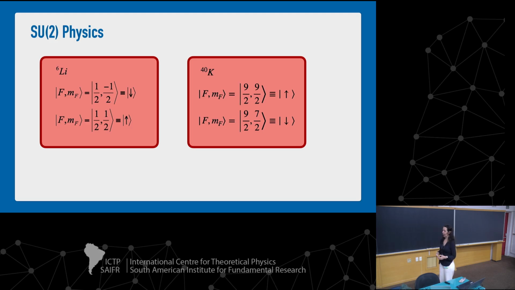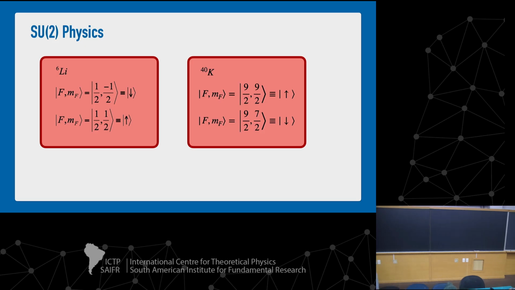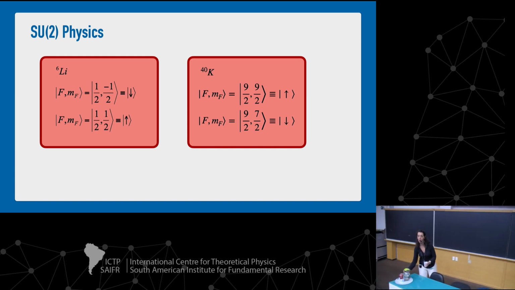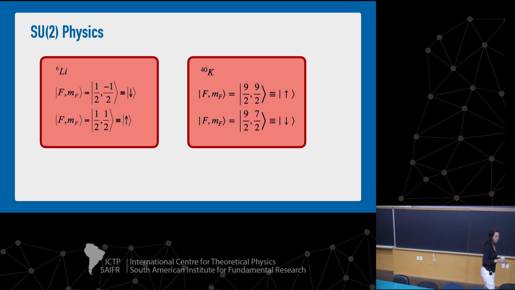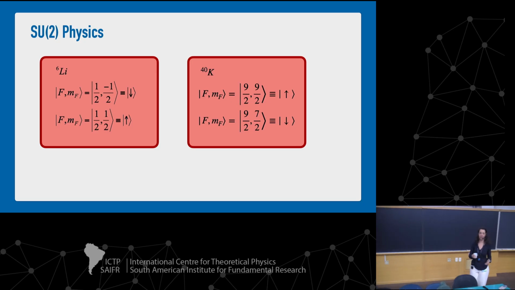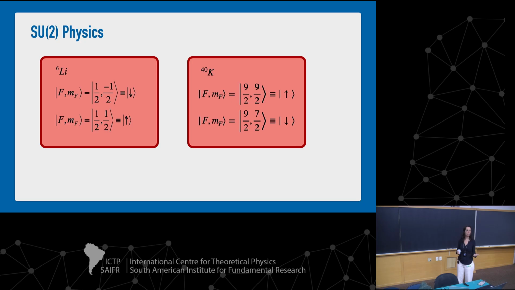So, sorry, in the first class, I mentioned that the fermionic people work in two teams, the lithium team and the potassium team. What the two teams have in common is that they work with two species. I call them spin up and spin down, but they are just different hyperfine states. And this defines the SU2 physics. We have two species.